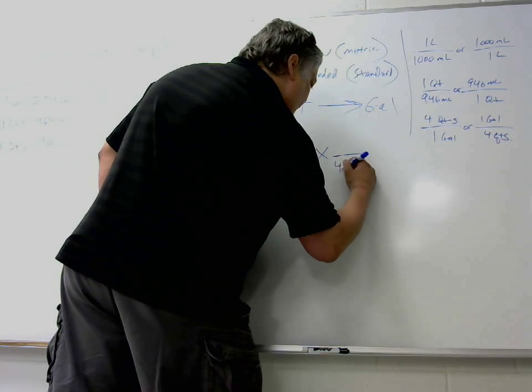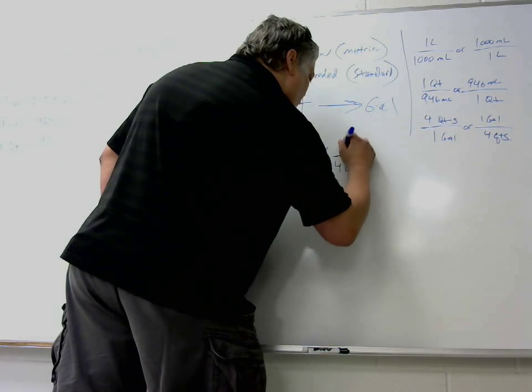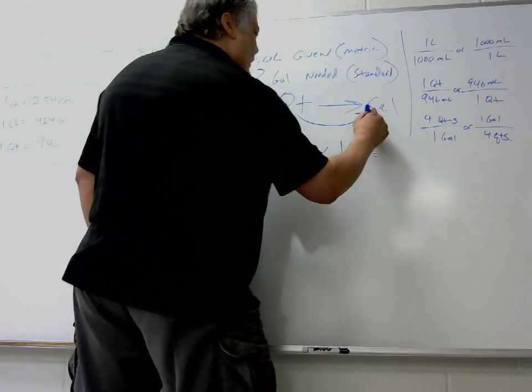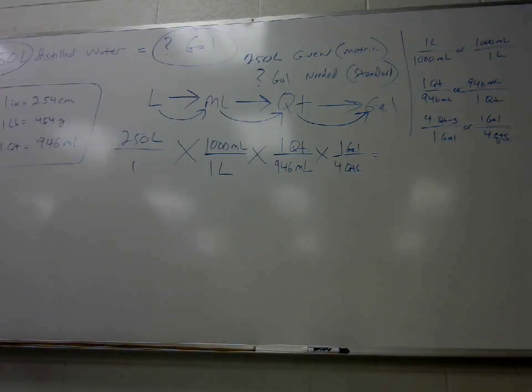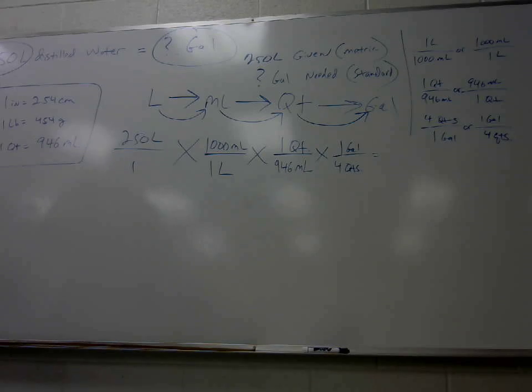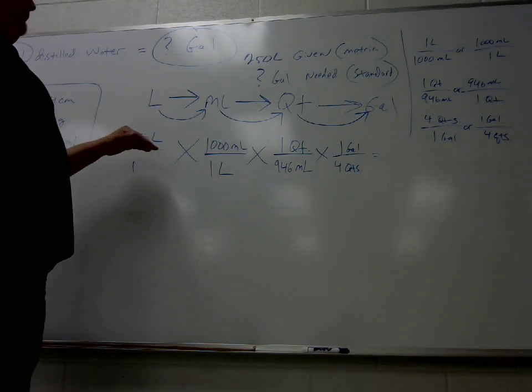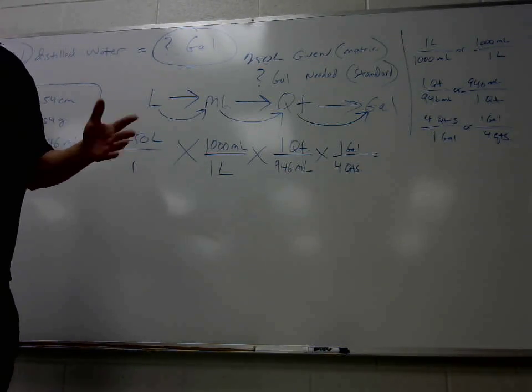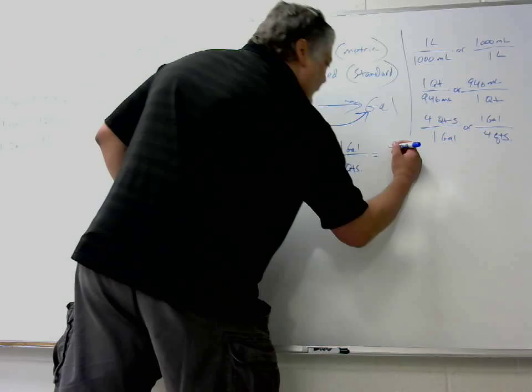4 quarts to 1 gallon. So now we're here. We're there, we're at the hotel. We're ready to get our bags out of the car and go jump in the pool. Now we got to do the math. This is where you get your calculators out. You're going to multiply everything across the top. 250 times 1,000. That's 250,000, right?